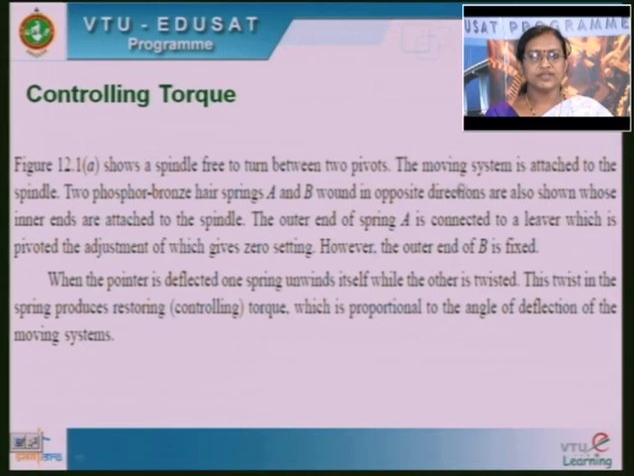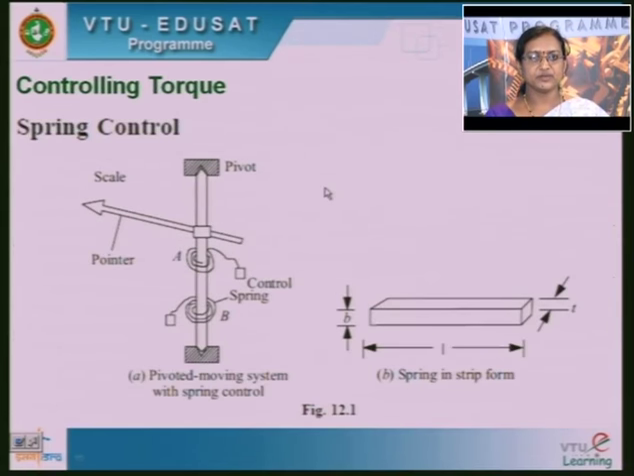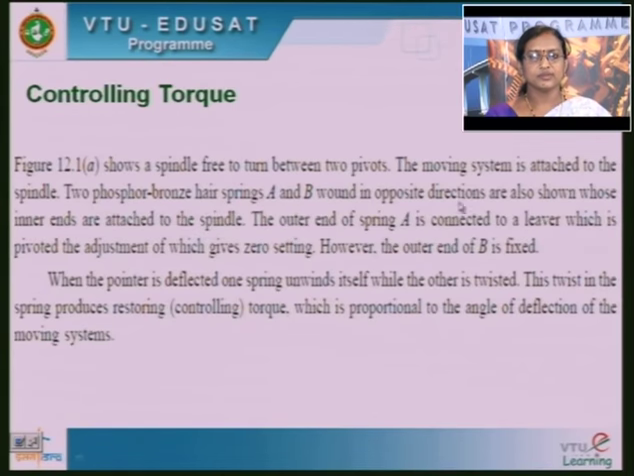So, now the moving system. I already told you that this spindle is fixed between the two pivots. The moving system is attached to the spindle. Two phosphor bronze hair springs A and B, wound in opposite directions, are also shown, and the inner ends are attached to the spindle. The outer end of spring A is connected to the lever, which is pivoted, the adjustment of which gives zero settings. The outer end of B is fixed.